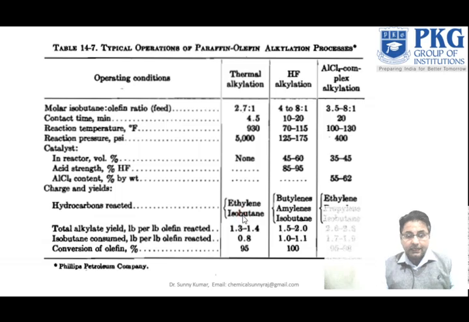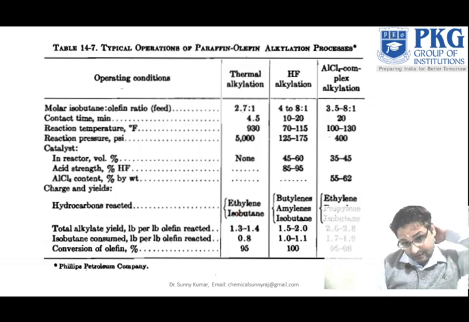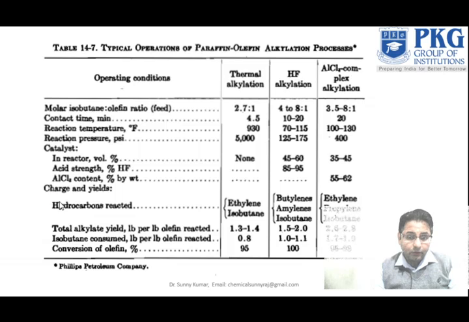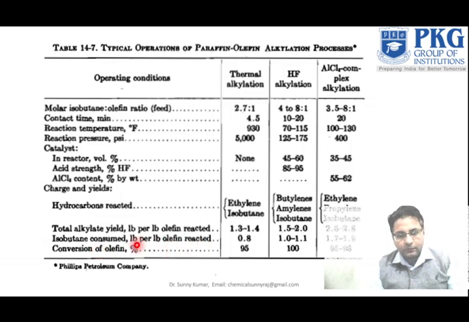And the charge and yield, which is hydrocarbon reacted ethyl in isobutane and butylenes, amylenes and isobutanes. The total alkylate yield pound per pound olefin reacted 1.3 to 1.4, and isobutane consumes Lb which is 0.8 to 95. So this thing is there.